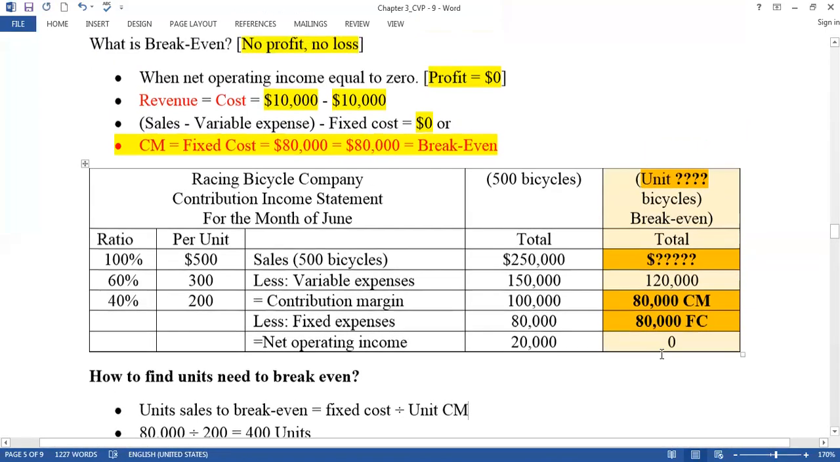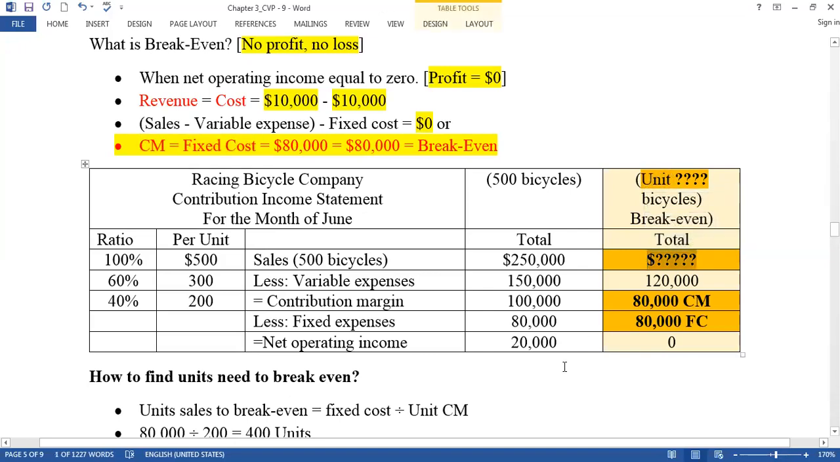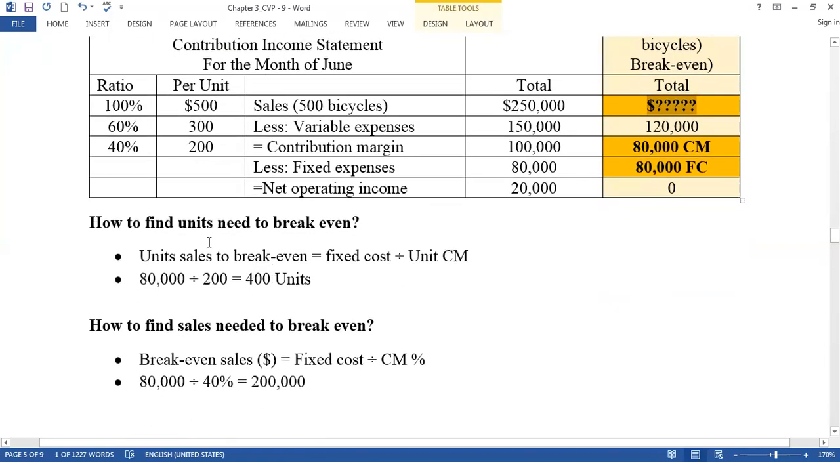Now, I told you that to find the break even, we are going to use two elements: CM and fixed cost, right? We are going to use these two elements to calculate units or to calculate dollars. Look at the formula.